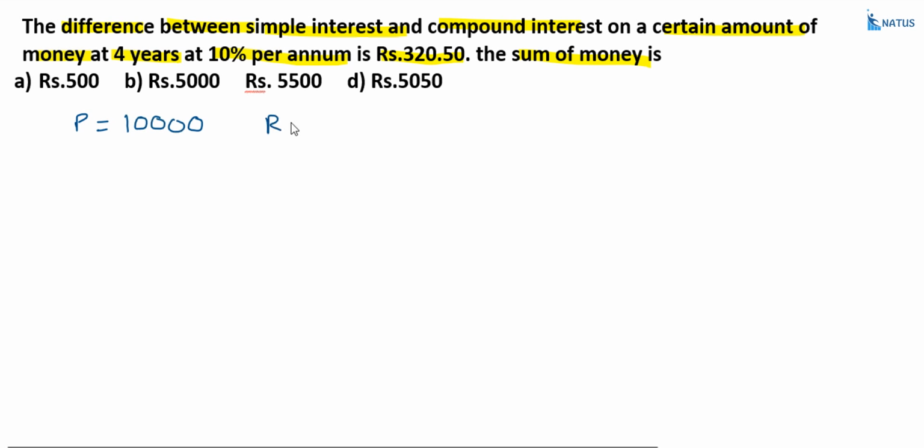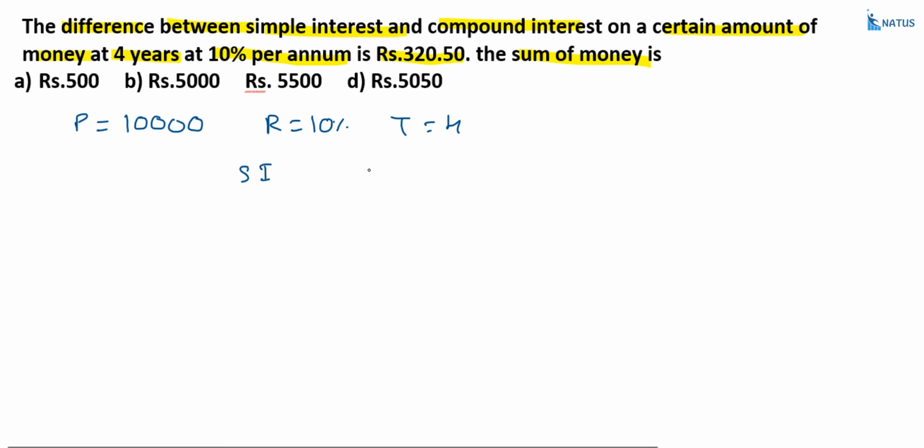And what is the rate of interest? That is equal to 10%. And what is the time period? That is equal to 4 years. Just listen carefully. It's a very simple technique. No need to apply any shortcut or any formula. Right?